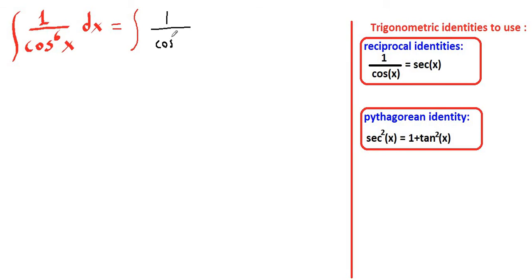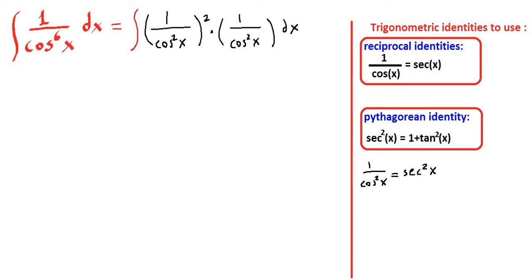Our first step is to break cosine 6 of x into cosine squared of x, the quantity squared, which is going to be cosine fourth of x, 1 over cosine fourth of x, times 1 over cosine squared of x. So altogether this is cosine sixth of x. Now we know that 1 over cosine of x is equal to secant x, so 1 over cosine squared of x will be secant squared of x. So this term is secant squared of x, and this term is secant squared of x squared.